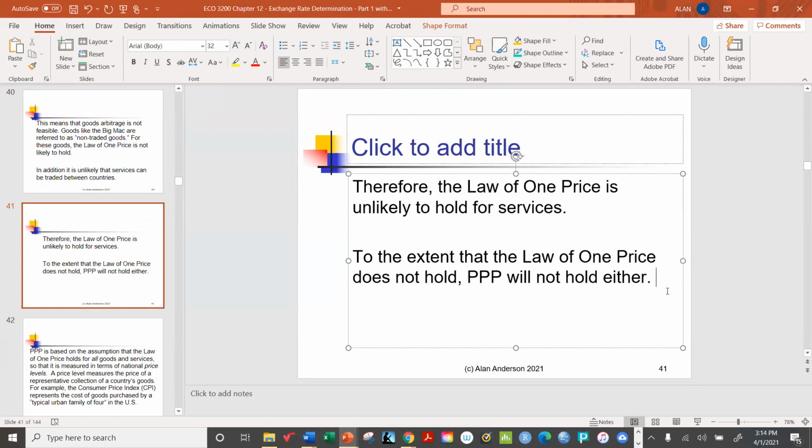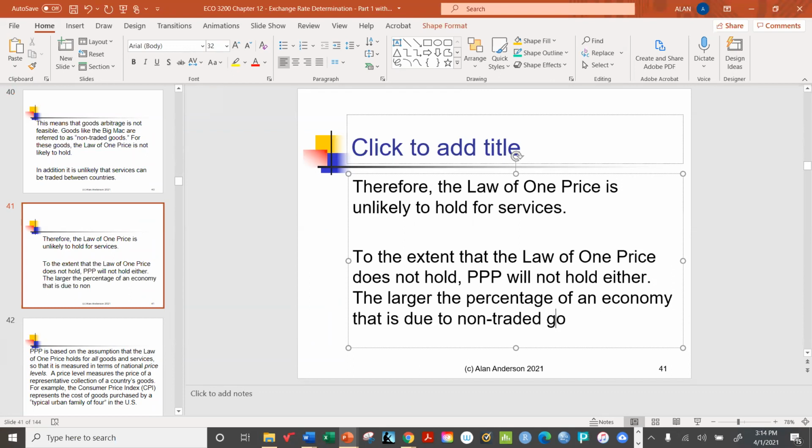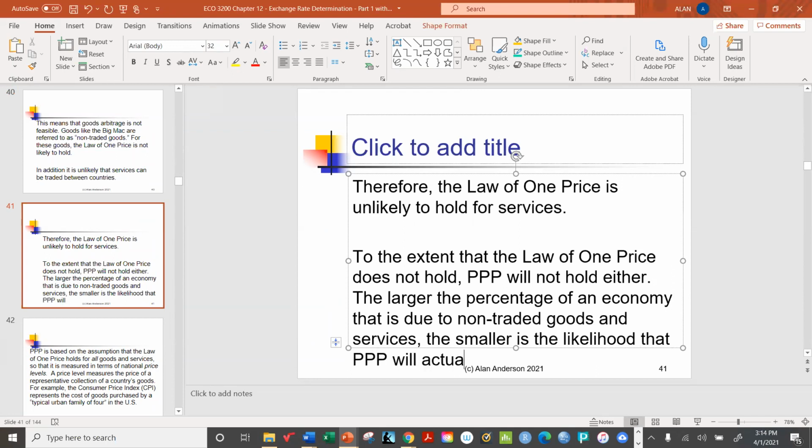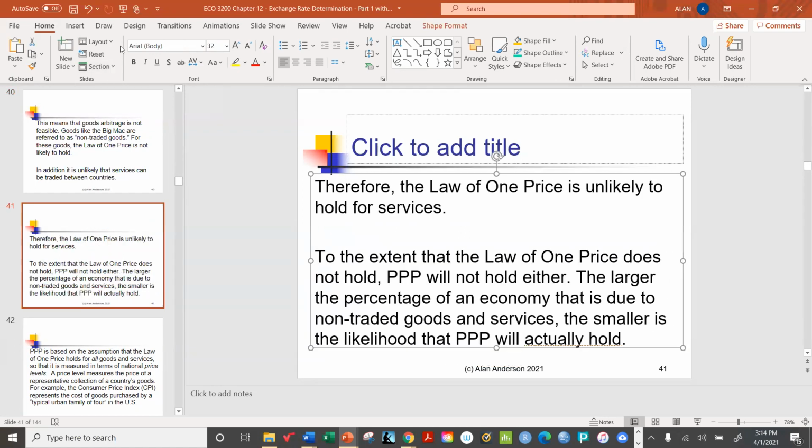So to the extent that the law of one price does not hold, PPP will not hold either. The larger the percentage of an economy that is due to non-traded goods and services, the smaller is the likelihood that PPP will actually hold. Now, the Big Mac index actually shows us that this is extremely unlikely to hold.